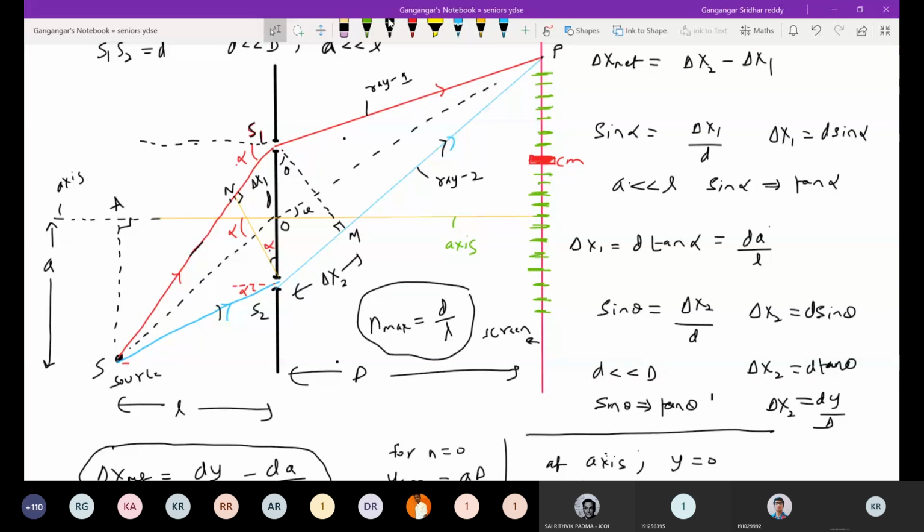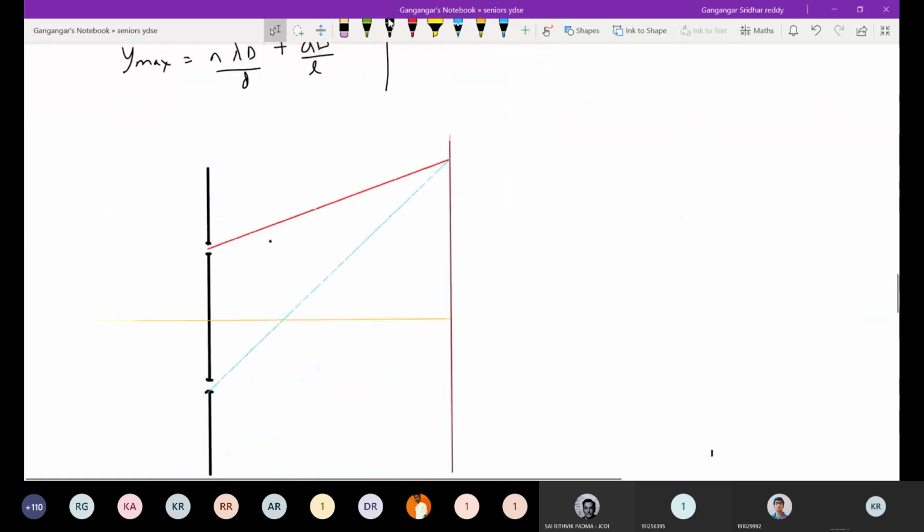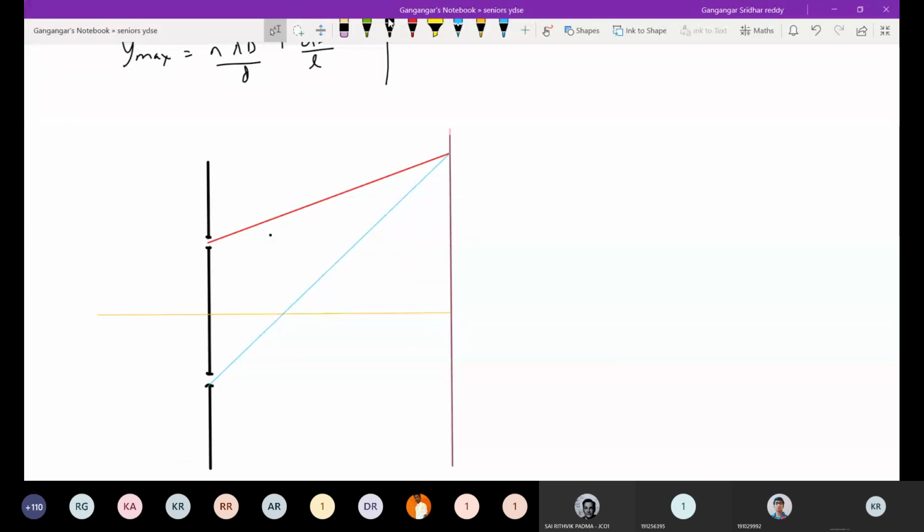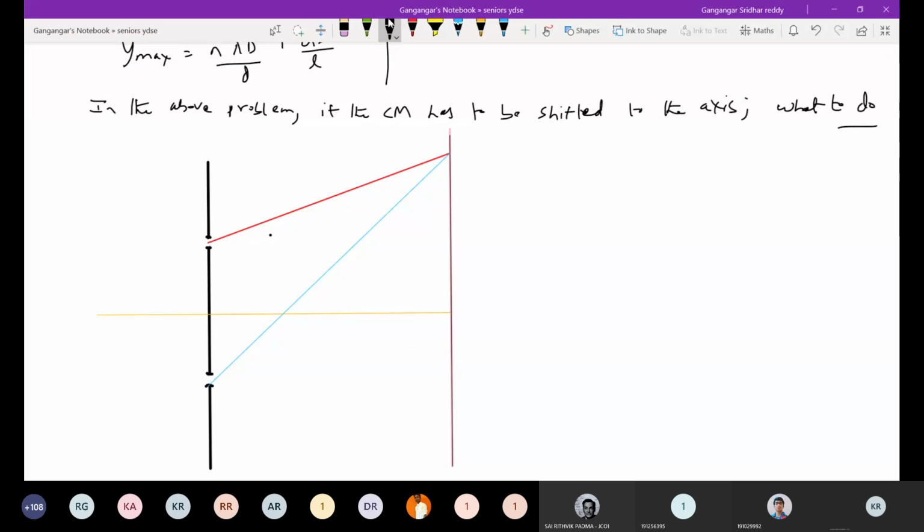I'm continuing this. This concept is not over. To bring the central maxima to the axis, what should be the thickness of the slab I should place and where should I place it? This will be the question. So next, in the above problem, if the central maxima has to be shifted to the axis, what to do? Don't move the source. But what to do is the question we are introducing. So let's see what conditions will arise here.